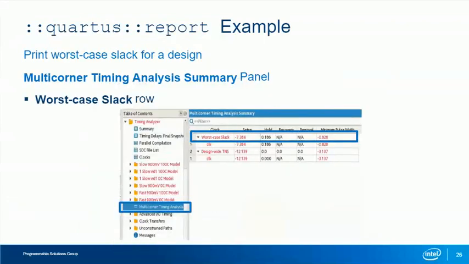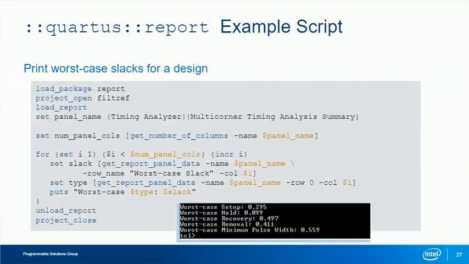Now we'll look at a full example that uses the commands in the report package to print the worst case slack in a design. We will look at the Multicorner Timing Analysis Summary report panel to accomplish this. In this panel, the worst case slack row will contain the numbers for worst case slack for setup, hold, recovery, removal, and minimum pulse width analysis, and we'll just print these out to the console. Here's the script that will accomplish this.